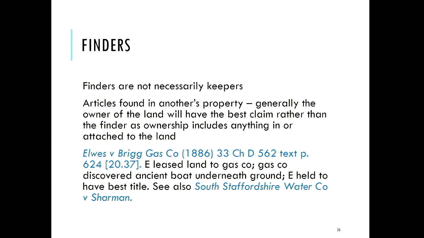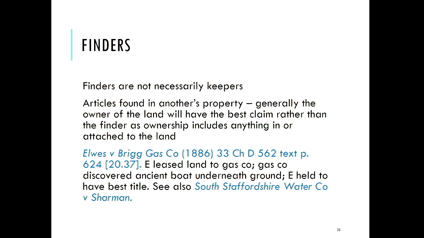So firstly, articles found in another person's property will belong to the owner of the land. Okay, and we've just talked about fixtures, so this hopefully makes sense to you, right? So something dug in under someone's land belongs to the owner of the land, even if the finder lawfully found it and was lawfully on the land and put their own energy and effort into finding it. The land owner will still own it, because the owner owns the land and they own anything attached to the land.